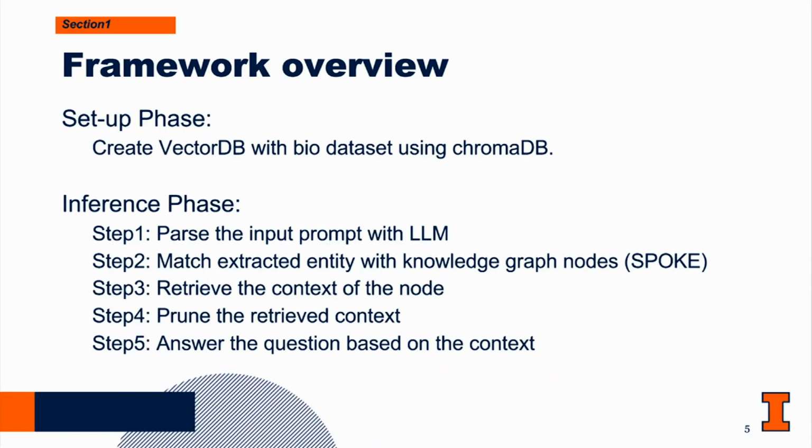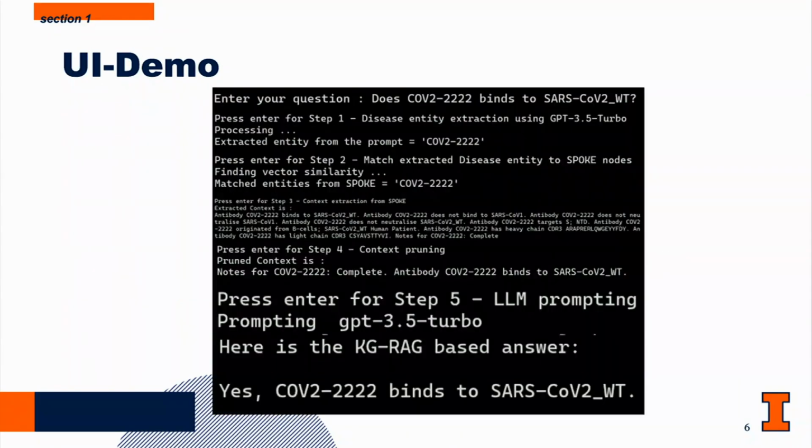For our method to work, there are two phases. The first phase is the setup phase. We need to build a vector database with the bio data set that we have using something called ChromaDB. It's a package from LangChain. And for the second phase, the inference phase, I want to show you a demo with our program.